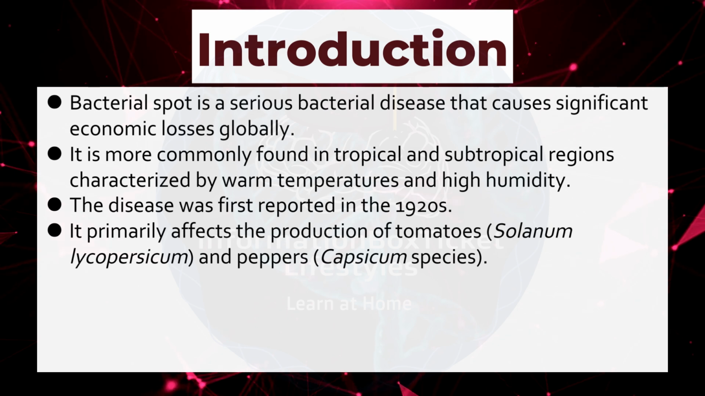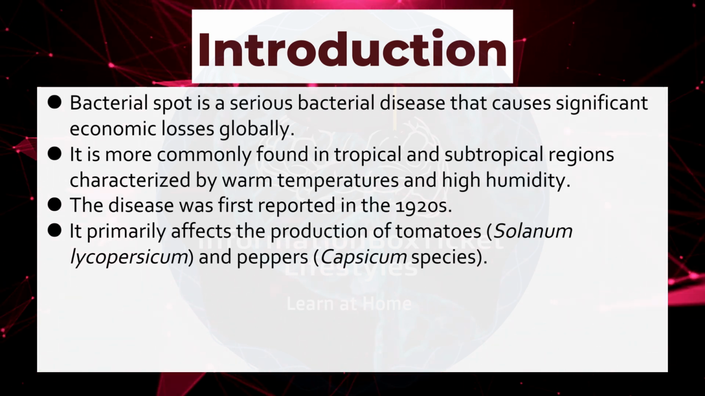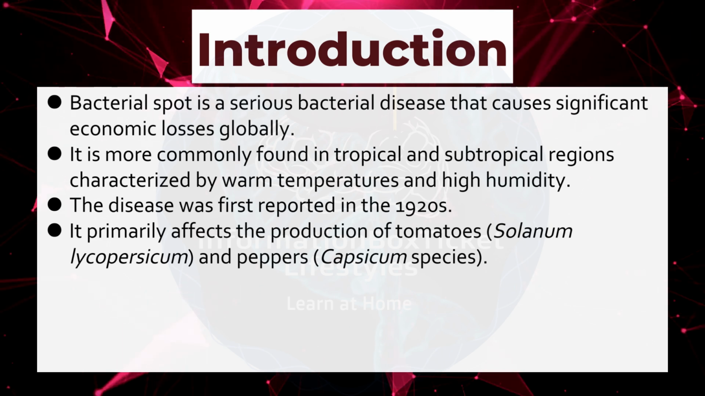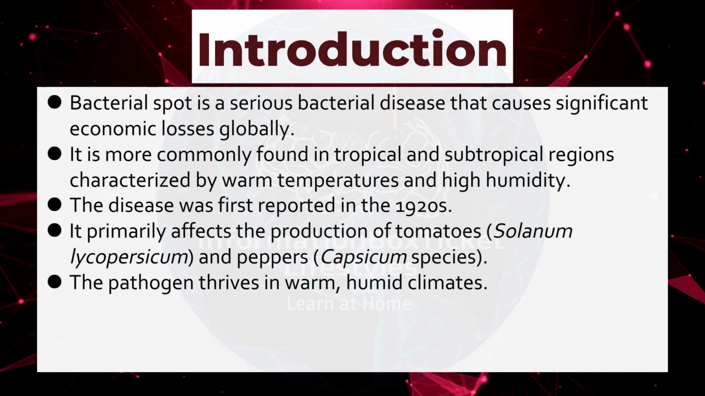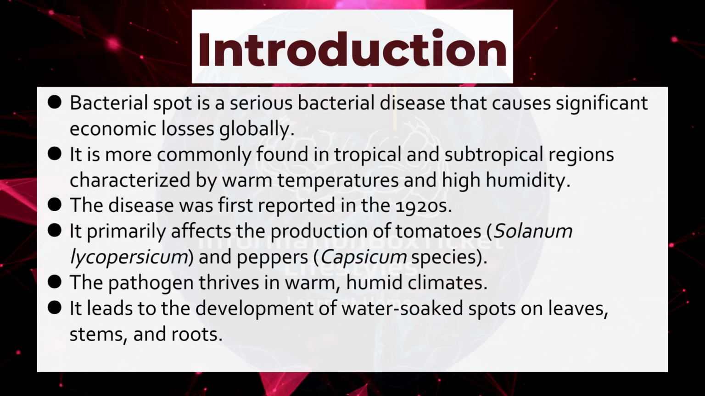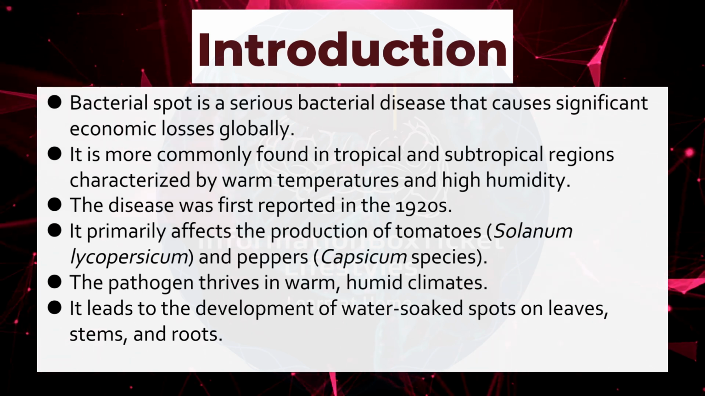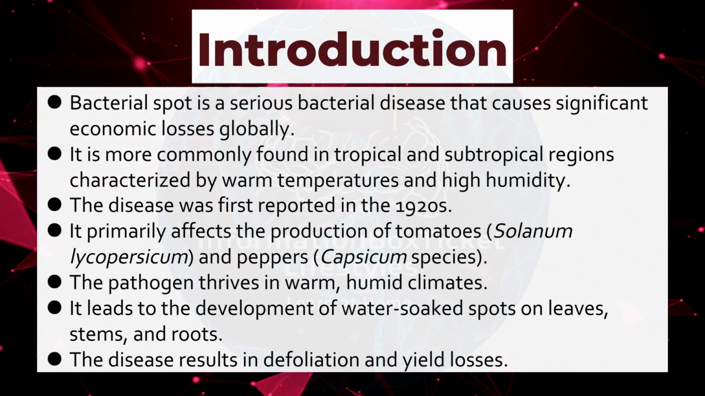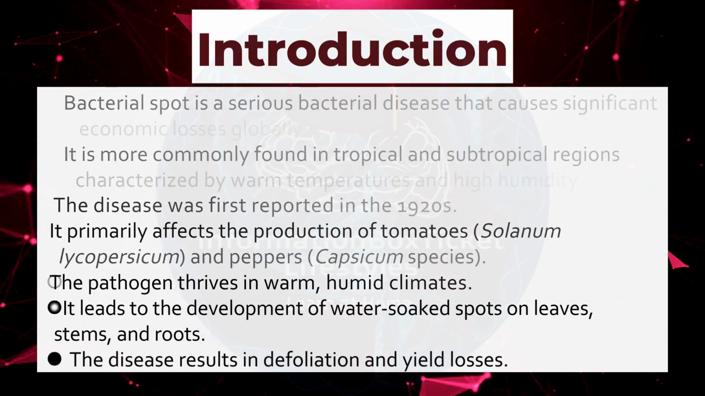It primarily affects the production of tomatoes, Solanum lycopersicum, and peppers, Capsicum species. The pathogen thrives in warm, humid climates. It leads to the development of water-soaked spots on leaves, stems, and roots. The disease results in defoliation and yield losses.